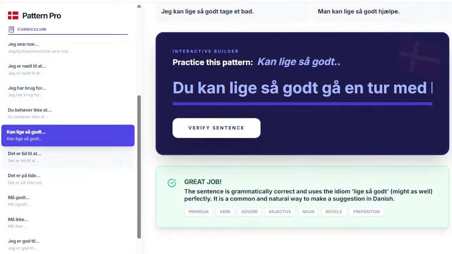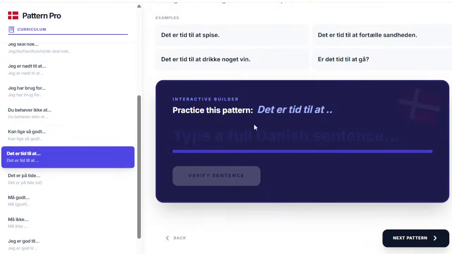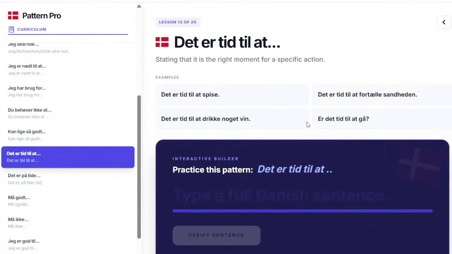Nice. Okay. Then we have, det er tid til at. Now, of course, there are many other sentence patterns I could put in here, so I just chose these. Det er tid til at, it is time to something. Right? It's time to do it. Det er tid til at spise. It's time to eat. Det er tid til at drikke noget vin. It's time to drink some wine, which by the way is a very strange sentence, but it's fine for practice. Det er tid til at fortælle sandheden. It's time to tell the truth.